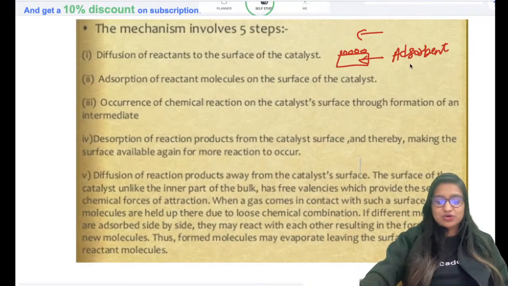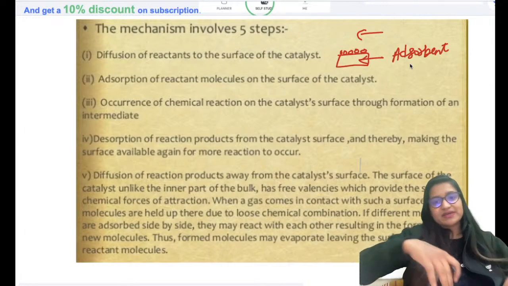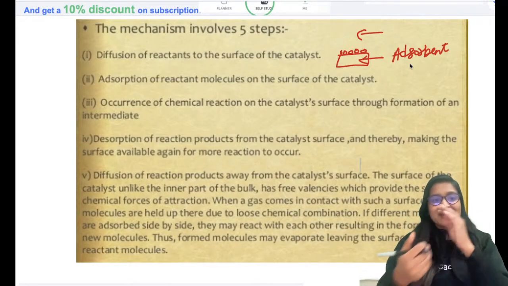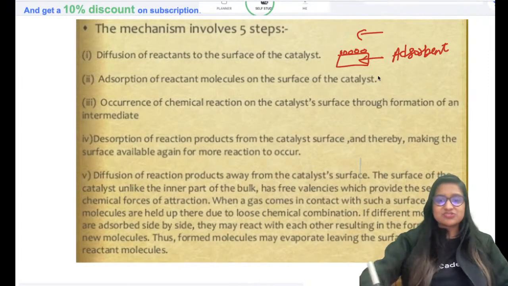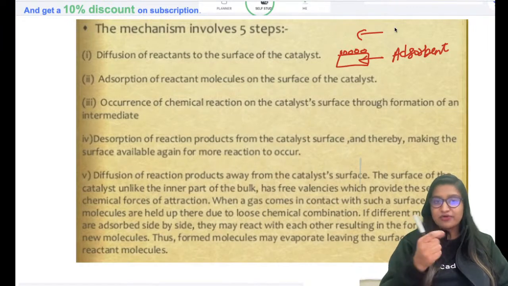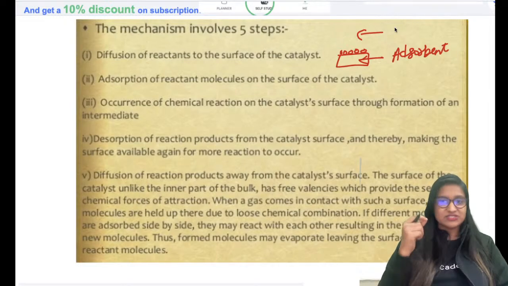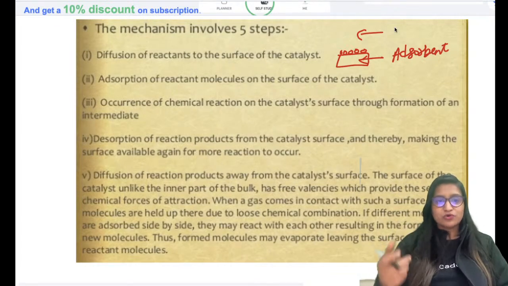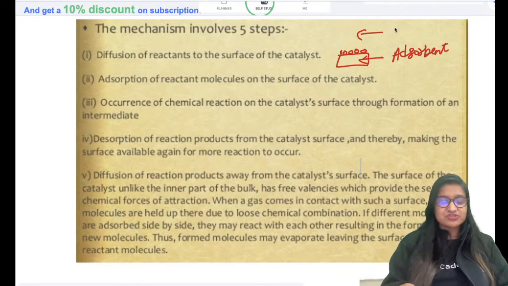All right, so first the reactants diffuse, they cover the surface of the adsorbent, and then adsorption of the reactants happens on the surface of the catalyst. Then there will be some chemical reaction. As we saw in physical adsorption and chemical adsorption, the particles of adsorbate and adsorbent are held together by some force. So the chemical reaction occurs on the catalyst surface through the formation of an intermediate.